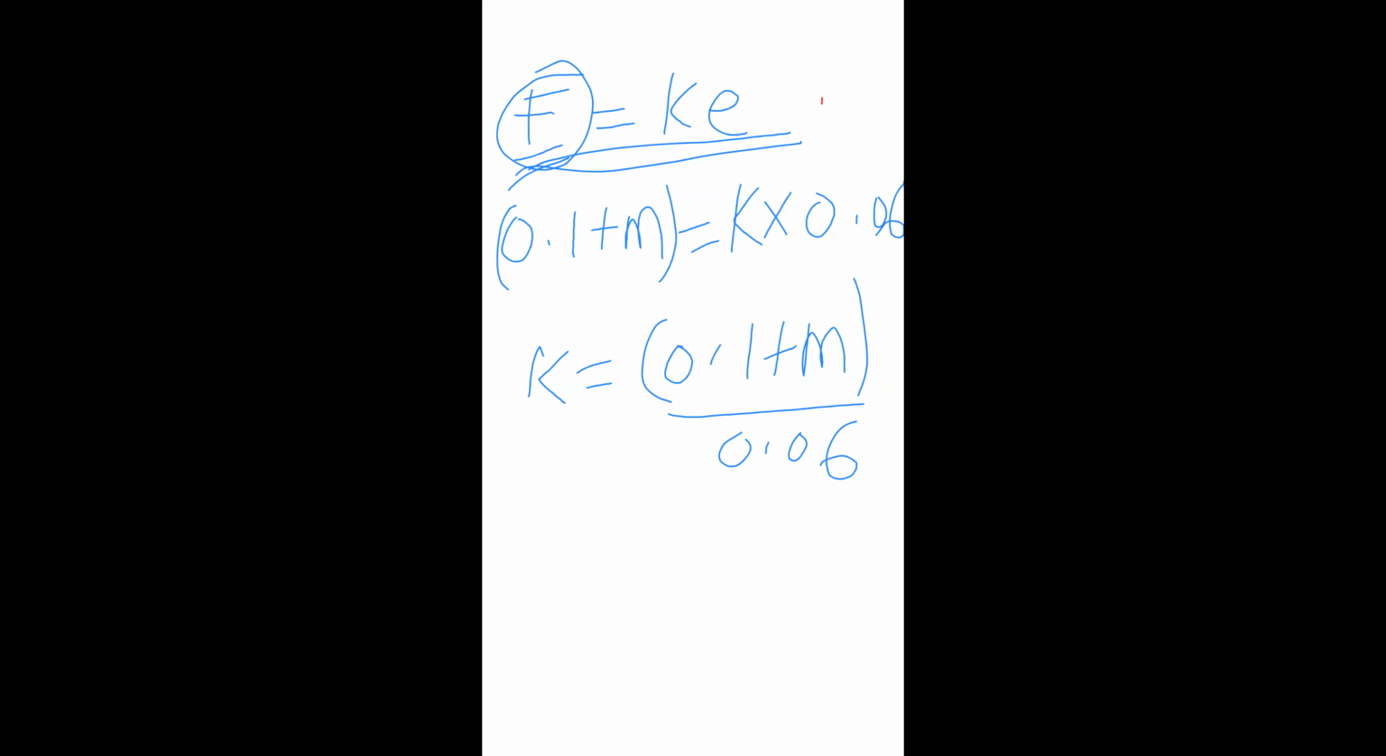Then if I use the second set of values, you realize that my 0.2 plus M will be equal to K times, remember we got the extension there as 0.1, the extension 2. And if I'm to make K the subject here, I'll be having my K as 0.2 plus M out of 0.1. So you also write the case that we have written for both cases, and then we continue.